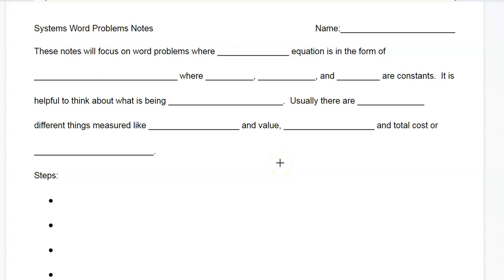Hello, class. Well, today we're going to be talking about systems word problems, okay? This is going to be the last topic we talk about here in our unit on systems of equations.